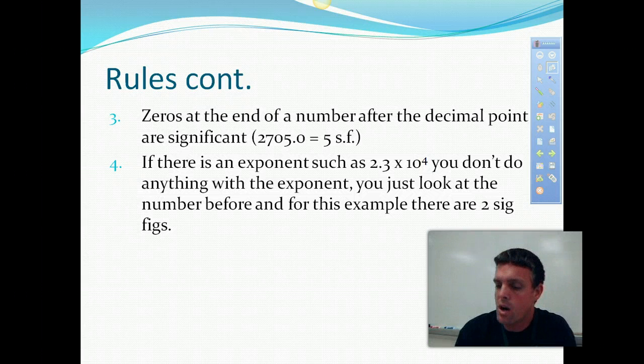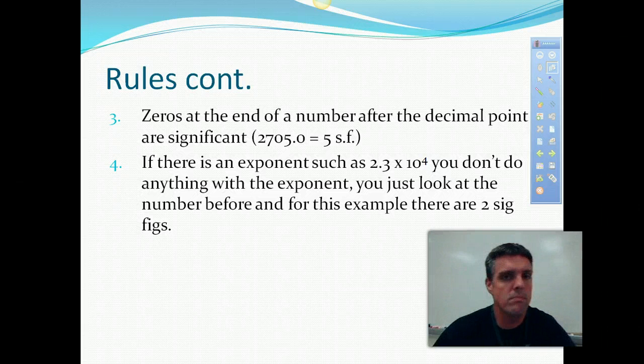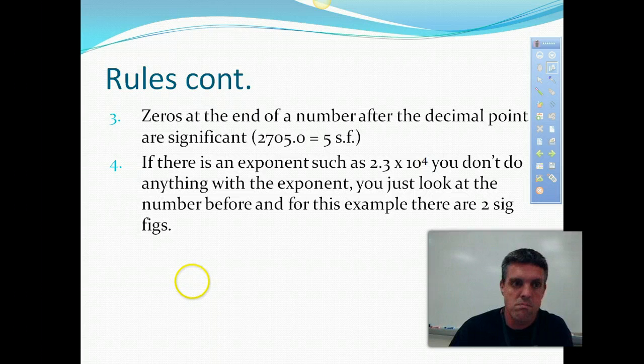Don't forget, all non-zeros are significant in a number. The final rule involves exponents. If there's an exponent, like the one I've shown here on the screen, 2.3 times 10 to the 4th, you'll see those kinds of numbers in math class. If you do, don't worry about the 10 to the 4th. Just look at the number itself, before that multiplication sign. This one has the 2.3, so 2 sig figs, no zeros, so we count all non-zeros. Nothing crazy so far, I hope. They're just rules you'll have to memorize.